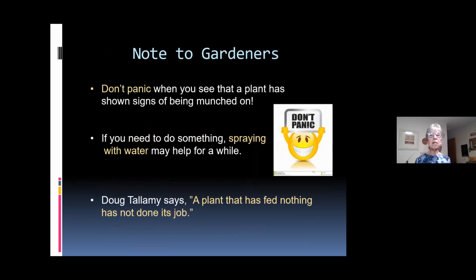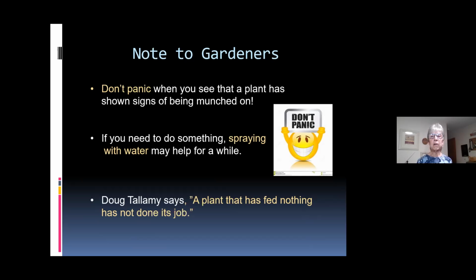So in our gardens, don't panic if you see that a plant has shown signs of being munched on. Hopefully the beneficials will be on the way. Hope is coming. Help is coming. And if you need to do something, you can probably spray with some water, and that may help for a while. And Doug Tallamy has said a plant that has fed nothing has not done its job. And he doesn't mean the deer. He's talking about the plant-insect interactions. And I think it's a different way of thinking about our gardens and our plants.